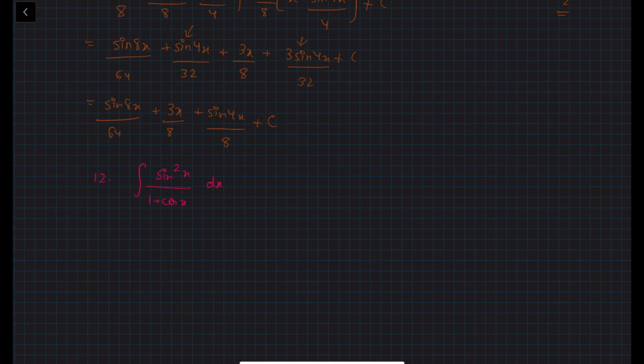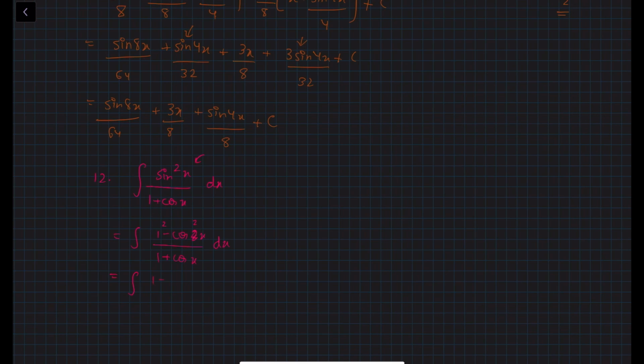Right? So we want to replace sine squared x with something so that we can integrate it. So just thinking, what's sine squared x? Sorry, it's 1 minus cos squared x upon 1 plus cosine x dx. And now we have a difference of two squares in the numerator. So we're just going to factor it out as we know that a square minus b square is a minus b times a plus b.